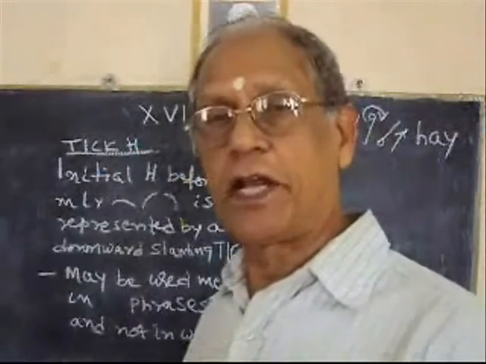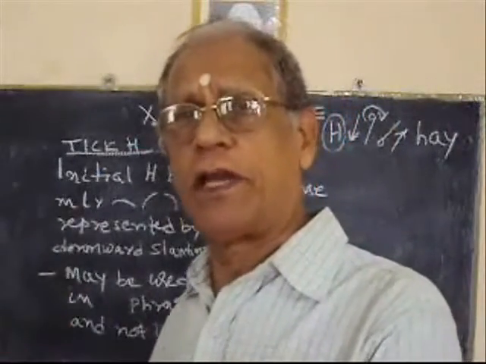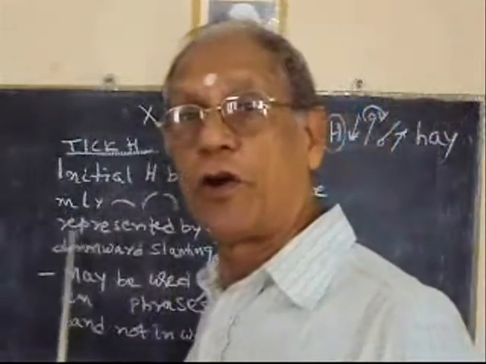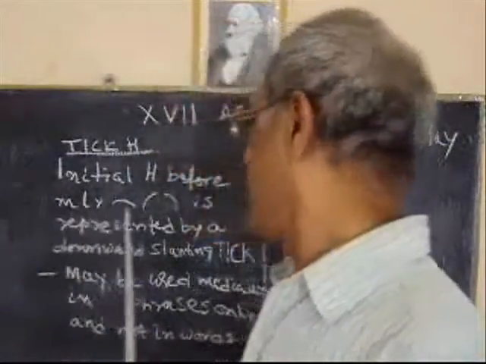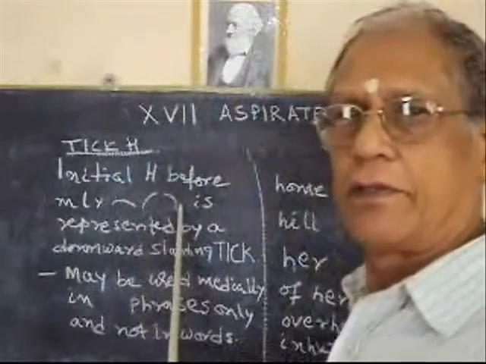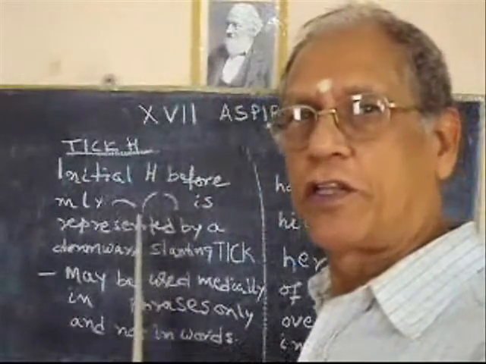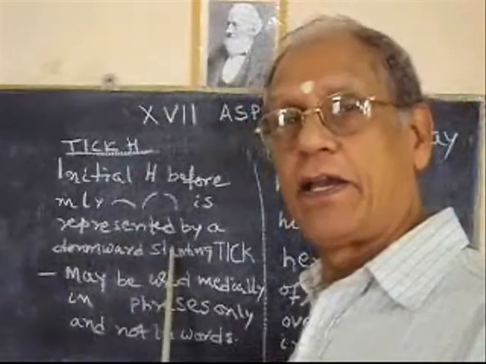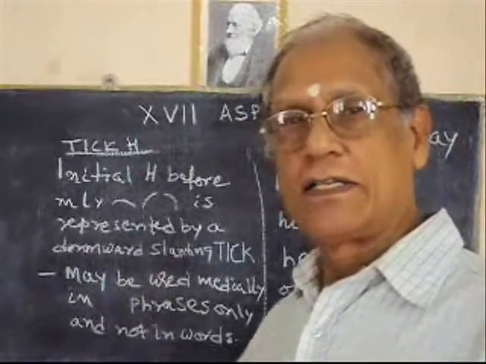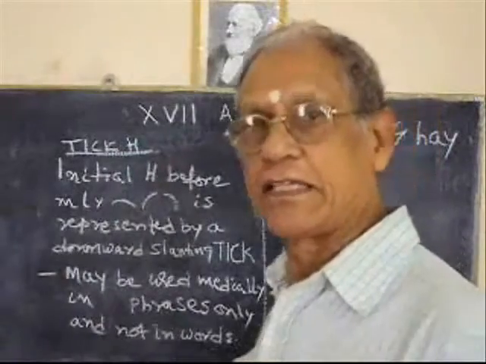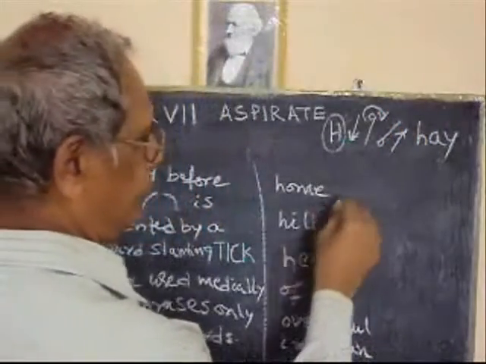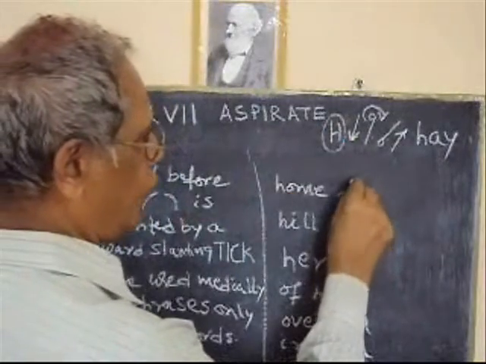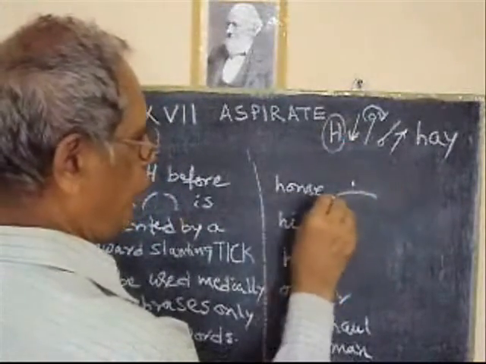Initial hay means that in the word, hay must be the first consonant. Initial hay before M, L, R. These strokes. Before that, hay should come. Then that hay is represented by a small slanting tick. Let us see an example. Home. This is home.